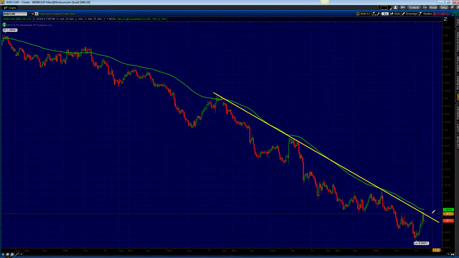Depending on how you draw your trend line, we break this trend line. We close above this trend line. But what we didn't do is close above this 100 period EMA. So we moved higher, and you start to think maybe this is the breakout I've been looking for. That 100 hour EMA comes in like it has so many times in the past and hammers price back down.